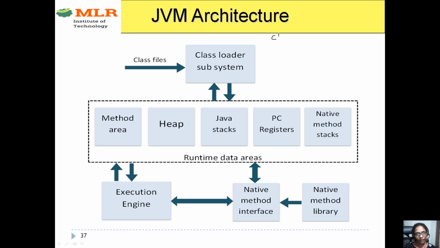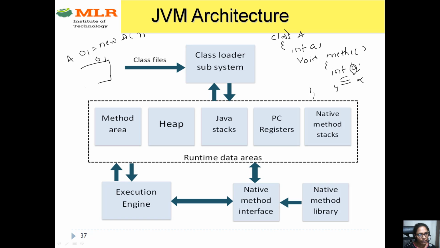For example, I have a class. Within this, I have a data item a, and I have a method meth1. In meth1, I am declaring a local variable b. Now this b is not a part of the object. That means whenever you create an object O1 with new A, within O1 the memory will be allocated only for the data item a, as it is a data member of class A. But b is not a data member, it is a local variable of meth1. So for any local variable like this, the memory will be allocated within the Java stack.